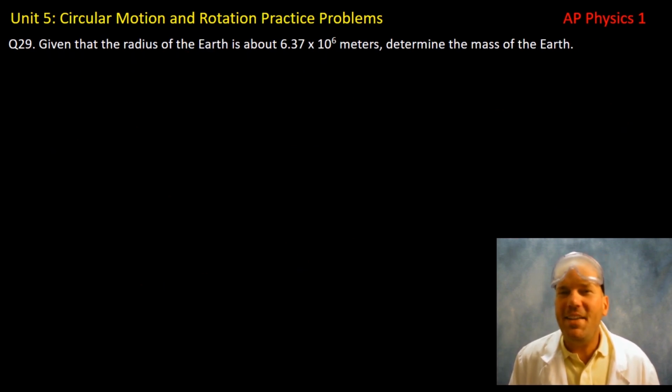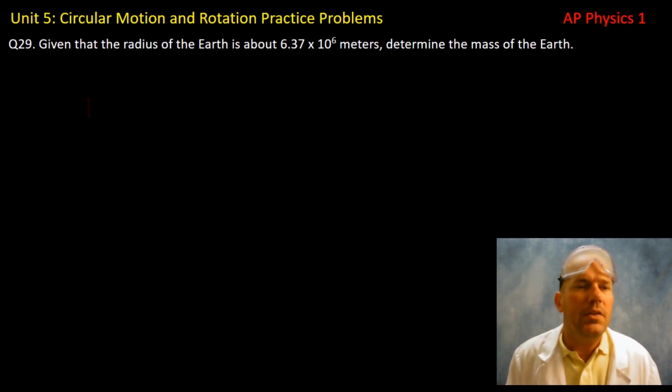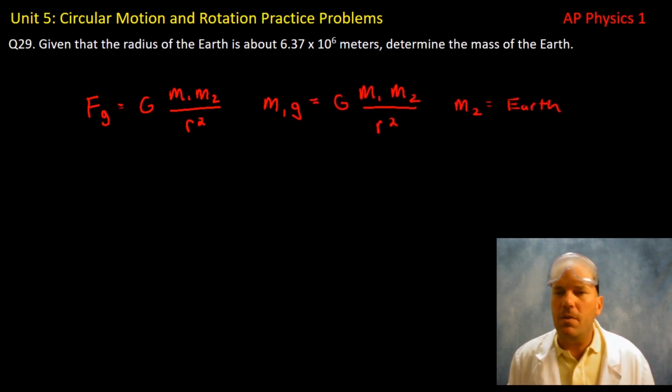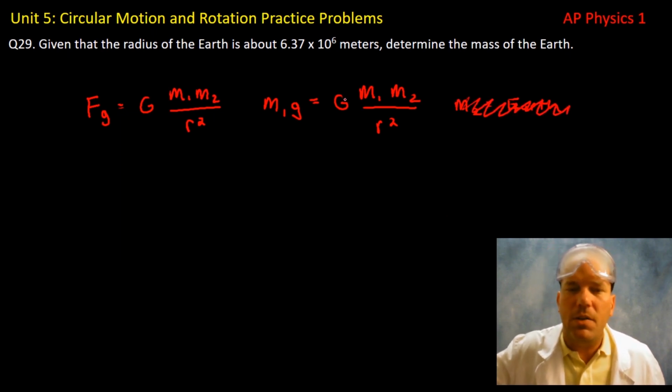Question 29. Given the radius of the Earth is 6.37 times 10 to the 6 meters. Determine the mass of the Earth. All right, so we have our equation for the universal law of gravitation. I'm going to go ahead and mark that out here. I want to talk about it.